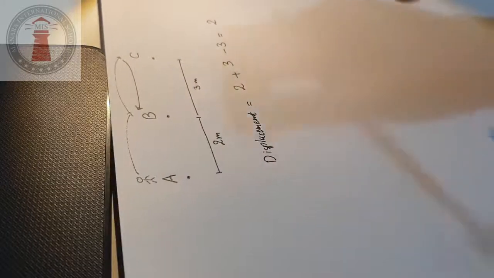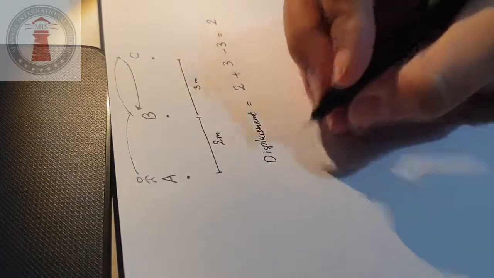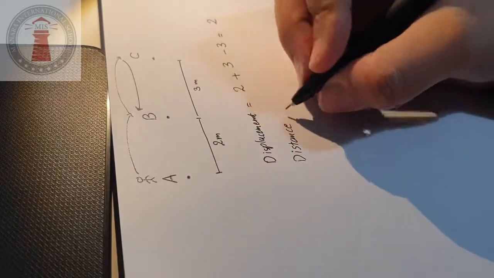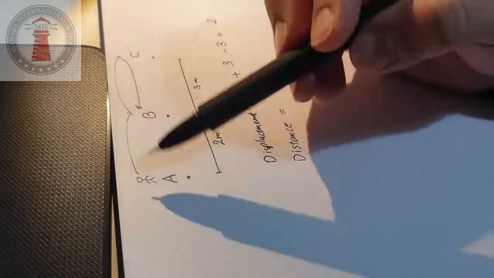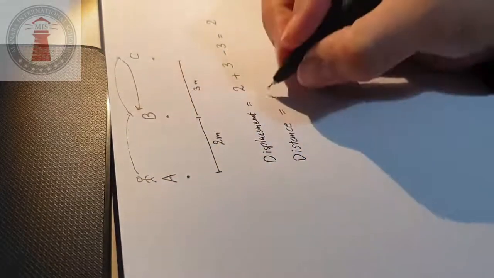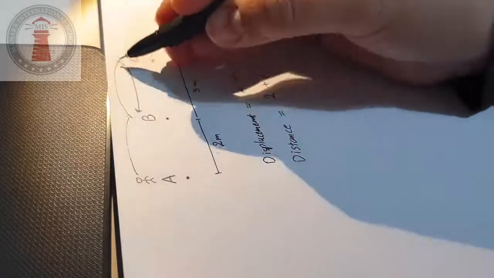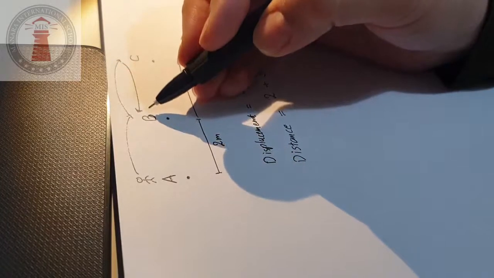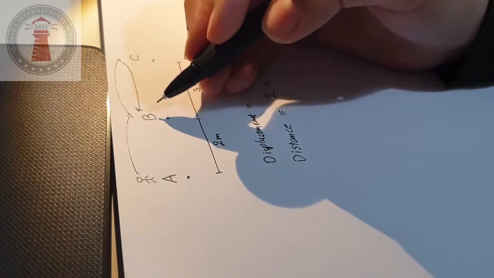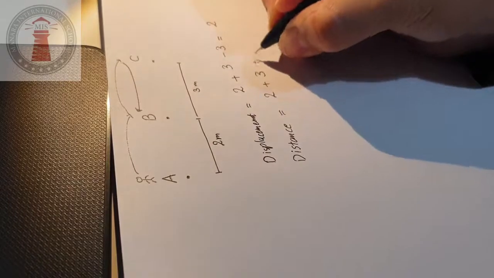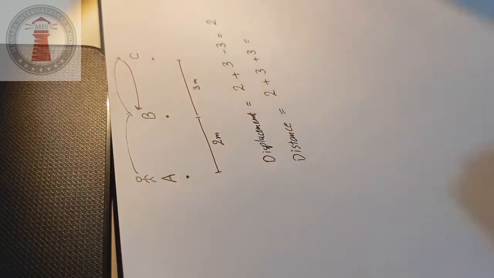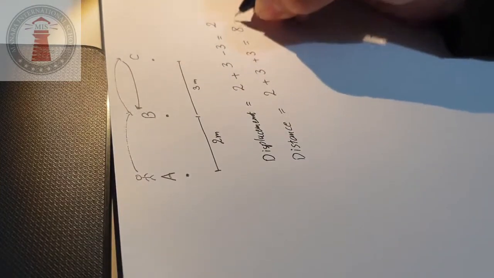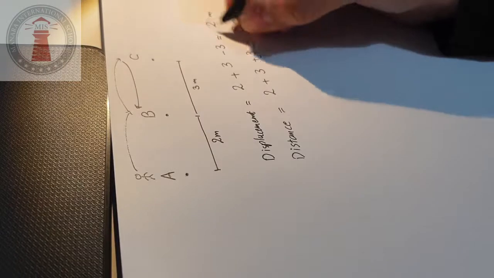But if we're going to talk about the distance that he actually walked, the distance that this person walked is 2 plus the 3 meters, and then even if he went back, we're not going to use the negative in this case because we're talking about how much he walked, so it's +3. Which gives us in this case 8 meters. Do you see the difference here?